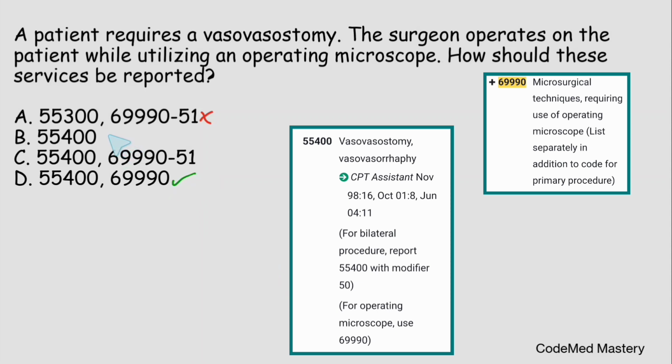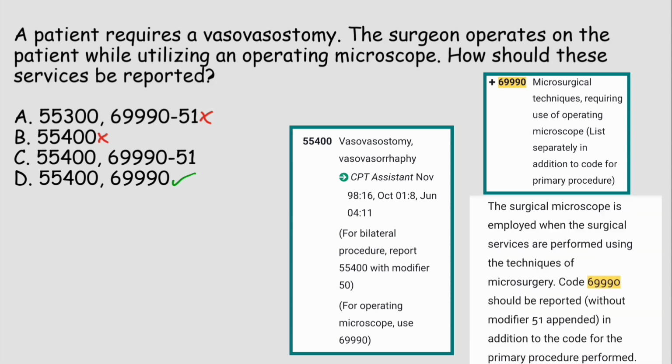We'll eliminate option B because in option B they have not mentioned the code 69990. And in option C they have given 69990 along with modifier 51. Above the code 69990 you can find the guideline that code 69990 should be reported without modifier 51 appended, in addition to the code for the primary procedure performed. It means that we should not append modifier 51 with the code 69990. Therefore, option C will be wrong.